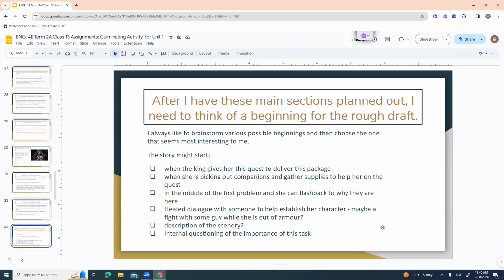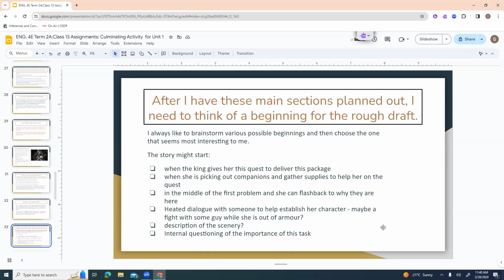Maybe she's in the middle of the first problem or obstacle and she can have a flashback to why they're here. Maybe she's having some sort of heated dialogue with somebody to establish her character, like maybe a fight with some guy while she's out of armor. I picture her maybe at a tavern and some guy is trying to pick her up or something and she's just like, oh, I don't have time for this. Maybe there's a description of the scenery so other people can picture where she is.